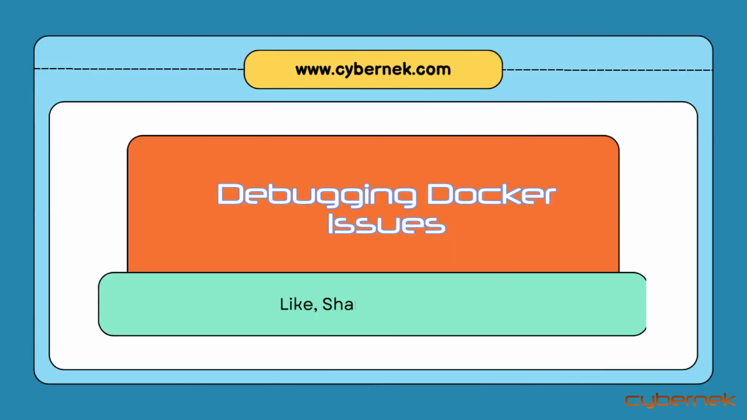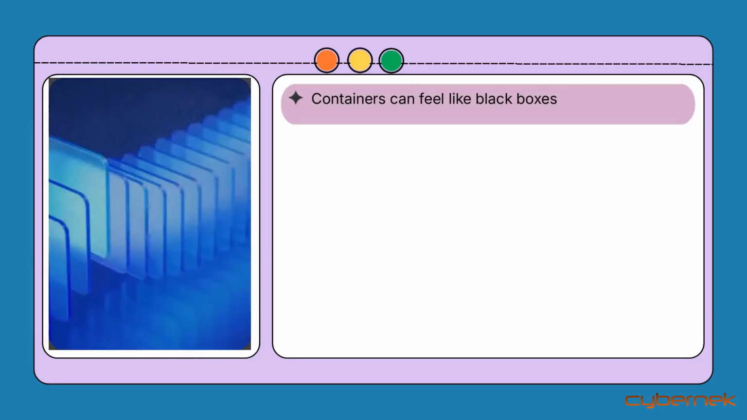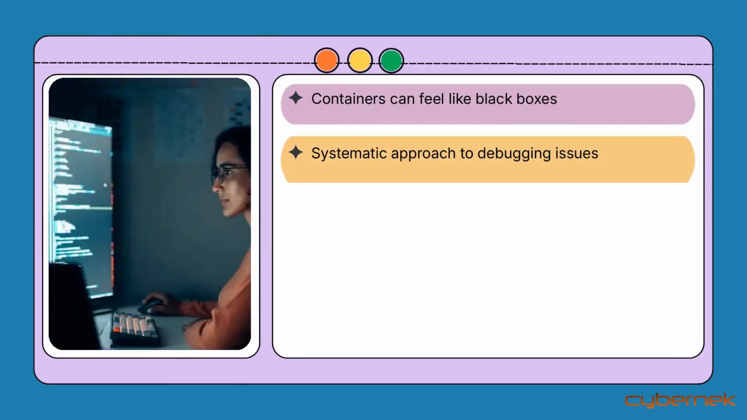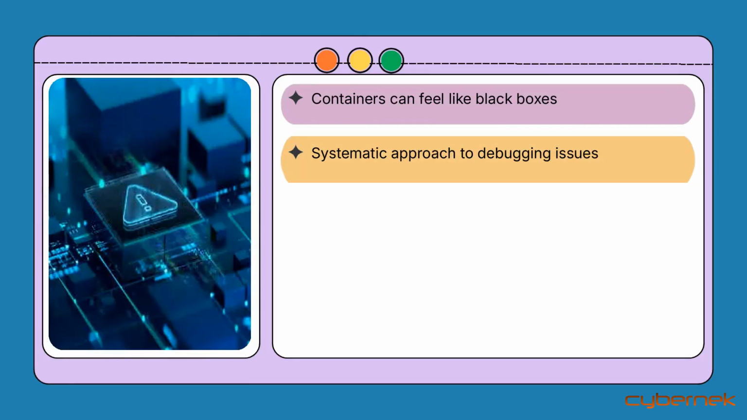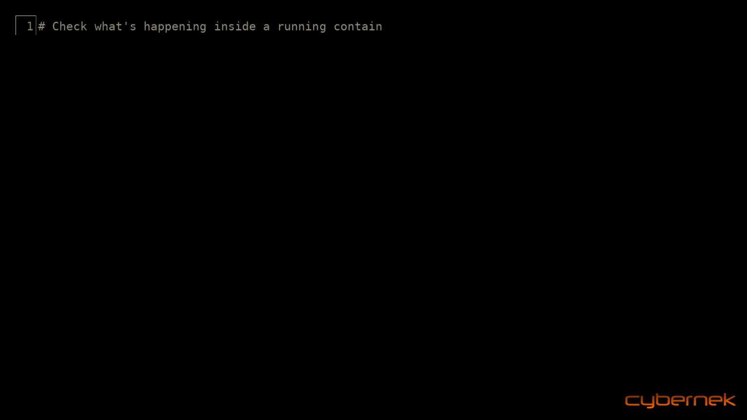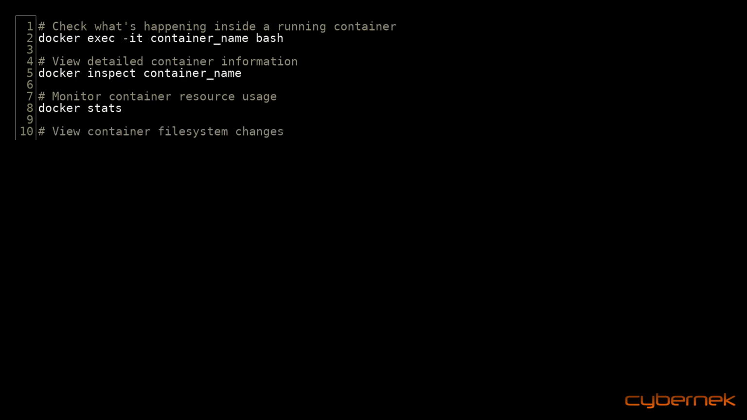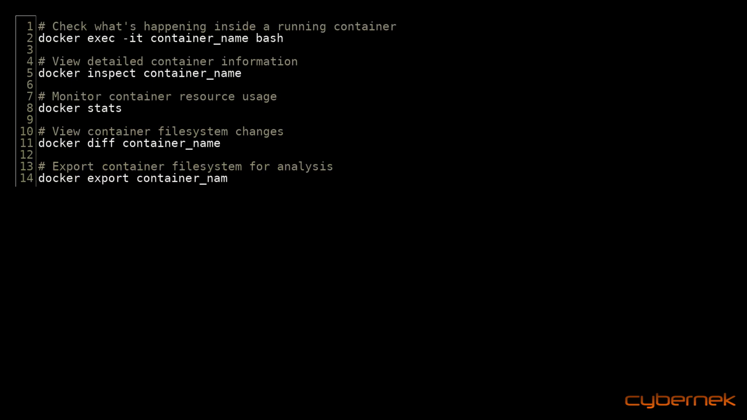Debugging Docker issues. Docker containers can sometimes feel like black boxes when things go wrong. Here's how I approach debugging container issues. Docker debugging toolkit, including interactive container access, detailed container inspection, resource monitoring, file system change tracking, container export for analysis, Docker daemon log checking, and cleanup commands for maintaining system health.